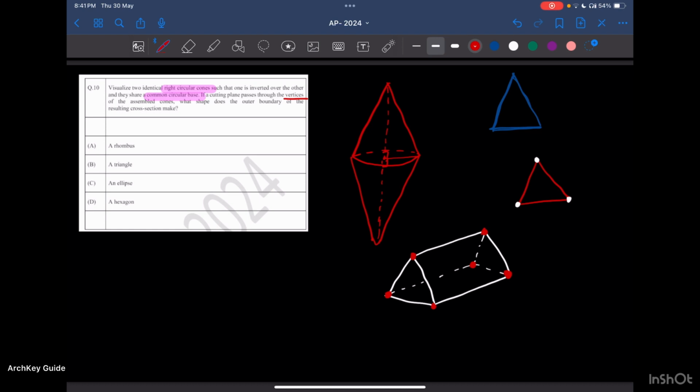Fine. So if I ask you how many vertices would be there in a cone, there would be just one vertex because there is this one corner. A circle has no corners, you know. So hence one vertex. So what they said is that they are cutting through the vertex of the assembled cone, as in these are the vertices and they are cutting through this.